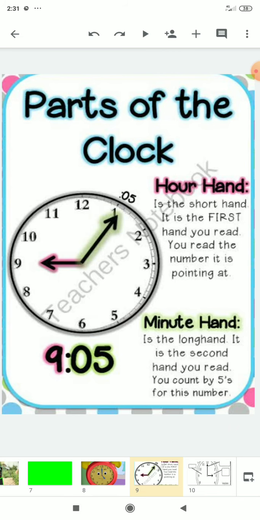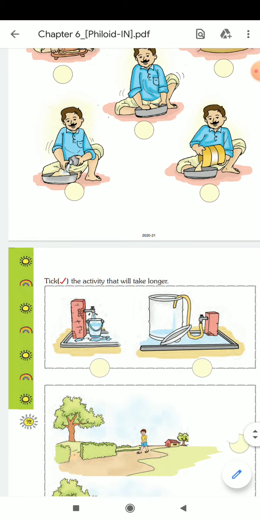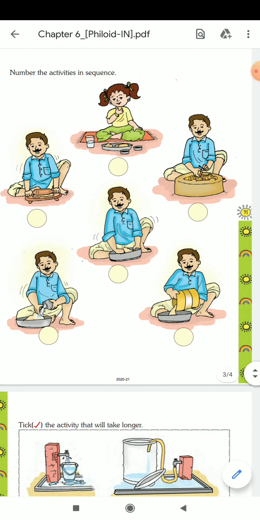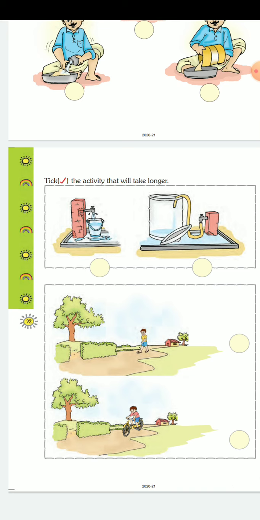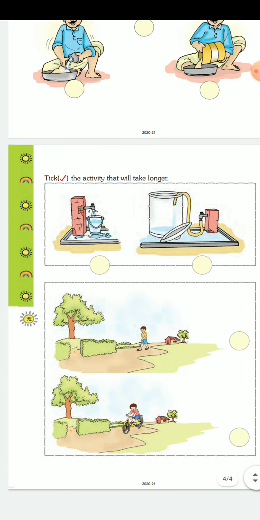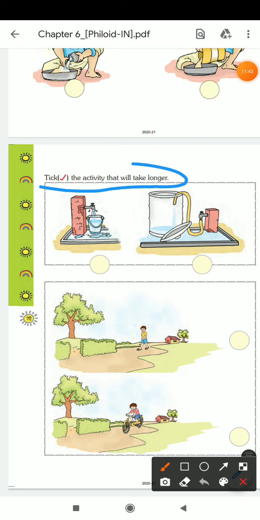now if we come back to our book, that is NCERT, here we have done up to page number 91. The last page is page number 92. In this page, what we have to do? Let's start. Tick the activity that will take longer. Okay.